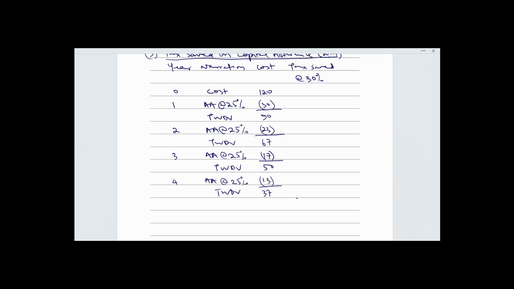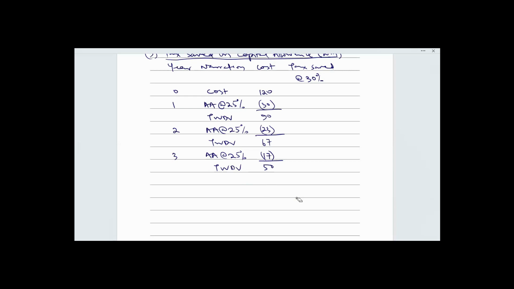Okay, we have gone beyond that. I thought it's 5 years. Okay, so if that is the case, we are going to stop at year 3. Remember, annual allowance is an allowance claimable every year until the final disposal of the asset.